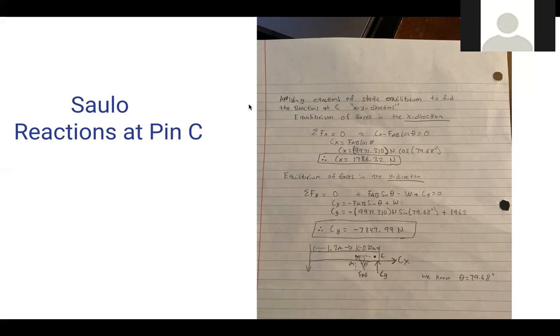For the reaction in the Y direction, we did pretty much the same thing. I did the force AB times the sine of the angle plus the weight of the engine. In this case, I got a negative value for the reaction in Y.